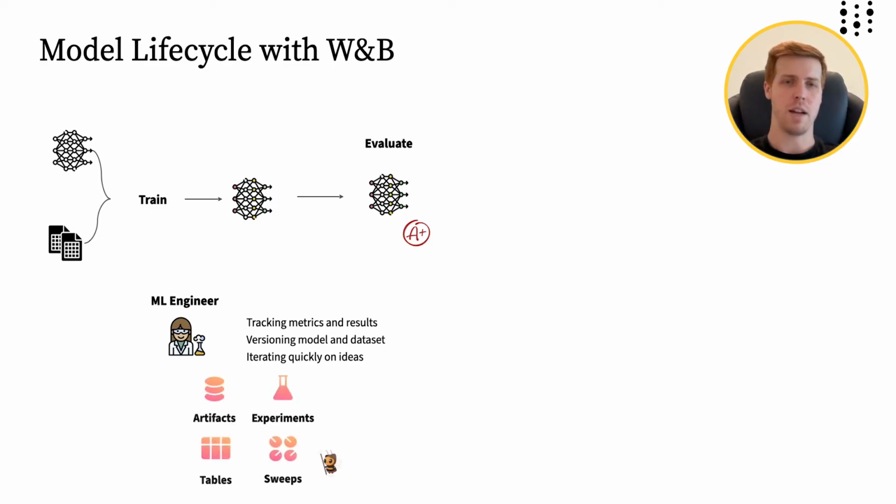Weights and Biases provides several tools to help the ML practitioner keep track of their work, such as experiment tracking for visualizing their metrics and charts, artifacts for versioning their model checkpoints and datasets, tables for recording predictions from the model, and sweeps for hyperparameter optimization.